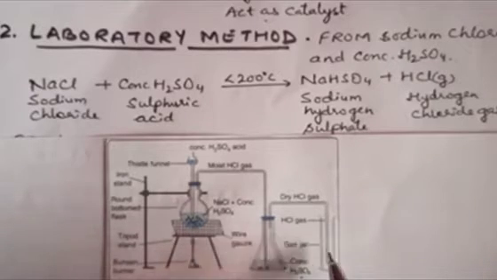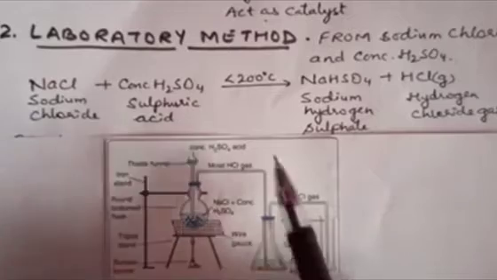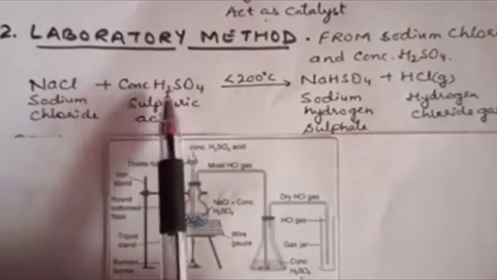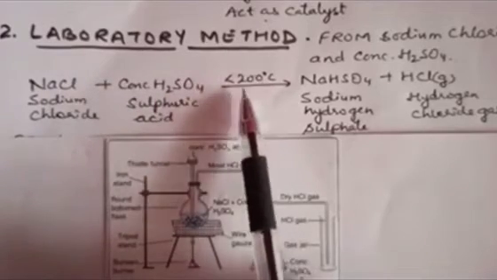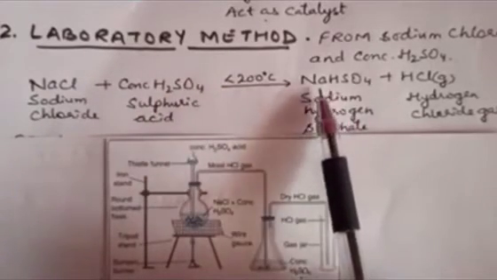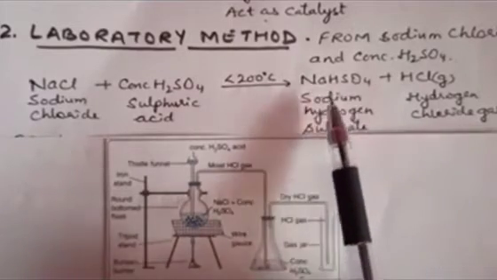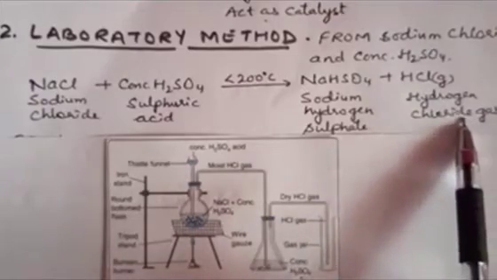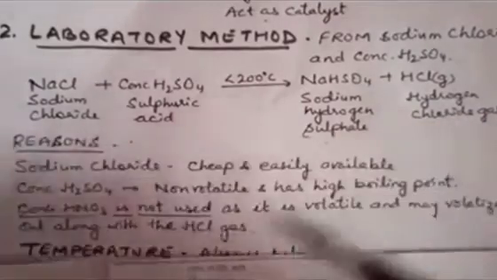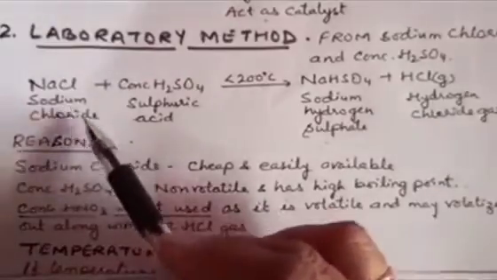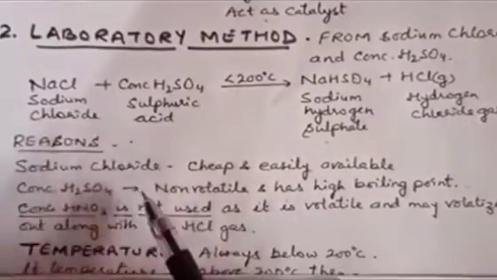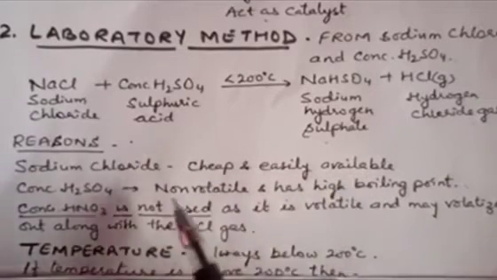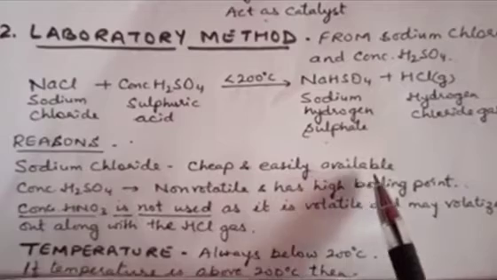And now after collecting, what is the reaction of this laboratory preparation? NaCl plus concentrated sulfuric acid, at a temperature below 200 degrees Celsius. Now the products are sodium hydrogen sulfate or sodium bisulfate and hydrogen chloride gas. Now next, what are the reasons why you will take sodium chloride? First of all, sodium chloride is cheap and easily available.